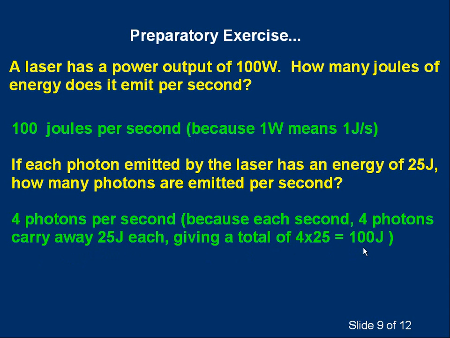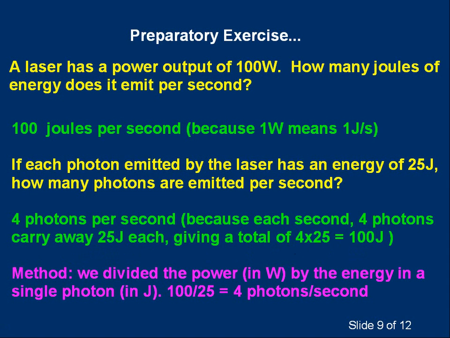Do you see what we did? We saw how many 25s there were in 100. So the general method, if you want to know the number of photons emitted per second, is this. We divide the power in watts by the energy in a single photon in joules. So I divided 100 watts by 25 joules, the power, which is the energy per second, by the energy in 1 photon. Remember that, because we're going to use that in the next exercise. If you didn't follow that, pause the video, read through the screen, make sure you've got it clear in your own mind.